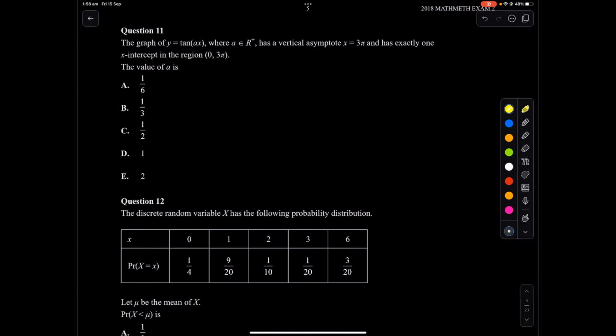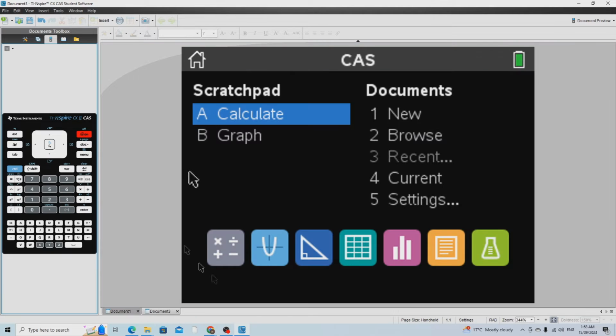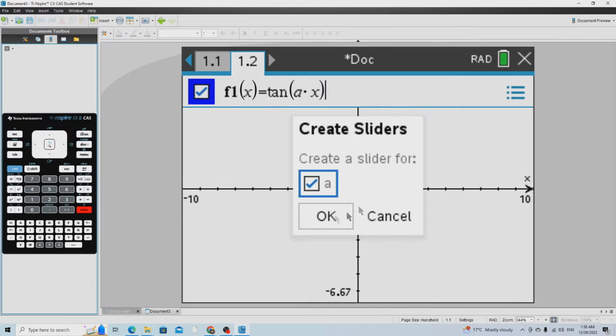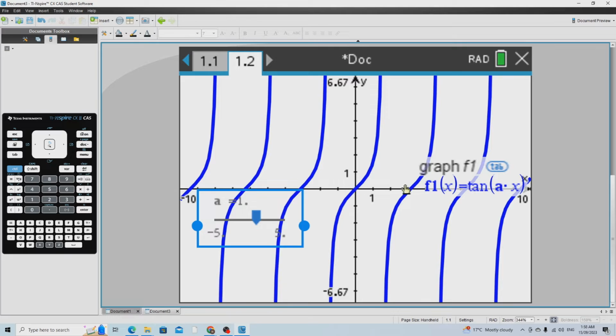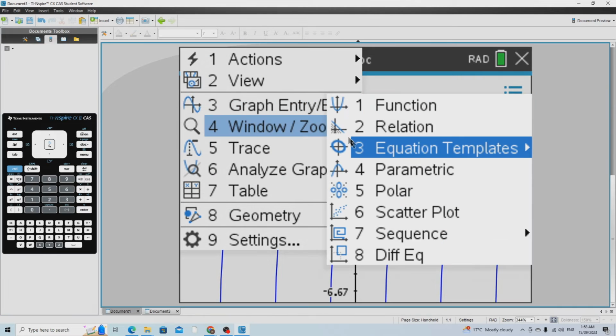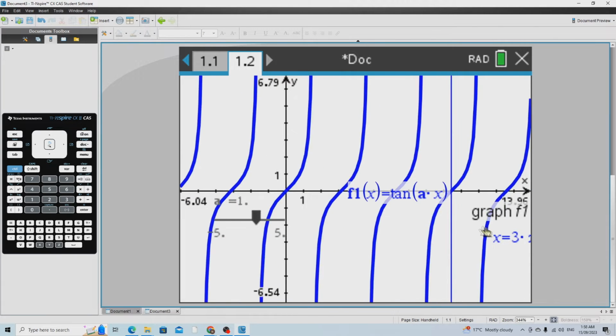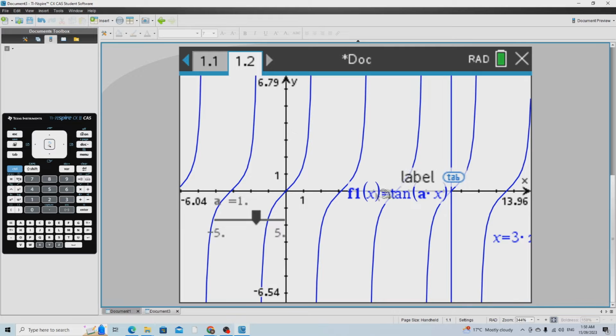The graph of y equals tan a of x, where a is real, has a vertical asymptote at x equals 3 pi, and has exactly one x-intercept in the region 0 to 3 pi. The value of a is what? I'm just going to do this by calculator. Let's write tan a times x. We know there's a vertical asymptote, so I'm going to write a relation at x equals 3 pi. Exactly one x-intercept is supposed to be from 0 to 3 pi.